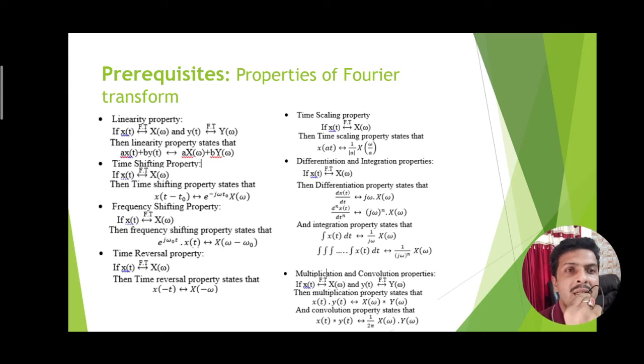The differentiation and integration properties are also shown here. There are also multiplication and convolution properties. So these are the important properties we should revise before going into the analog and digital communication system.